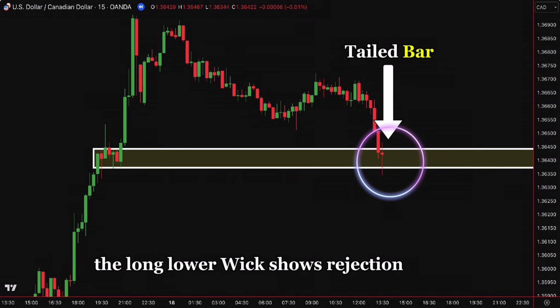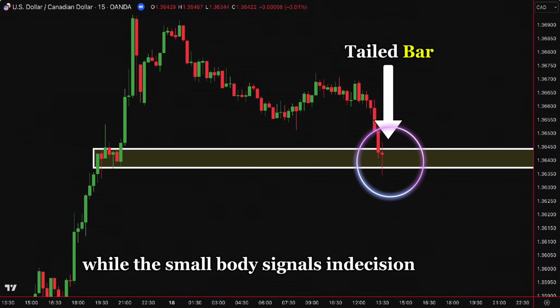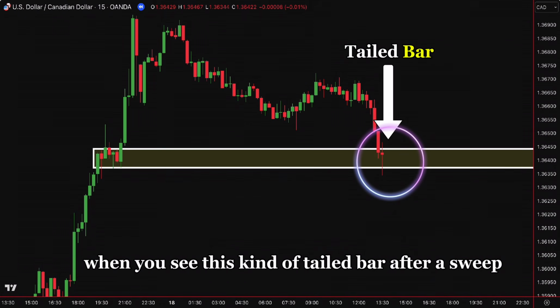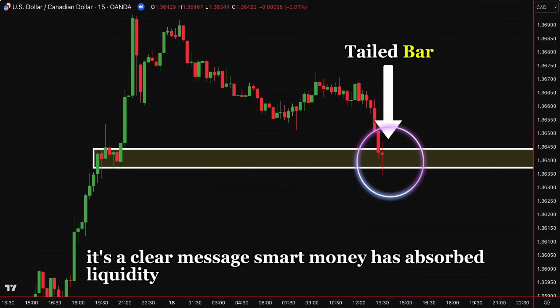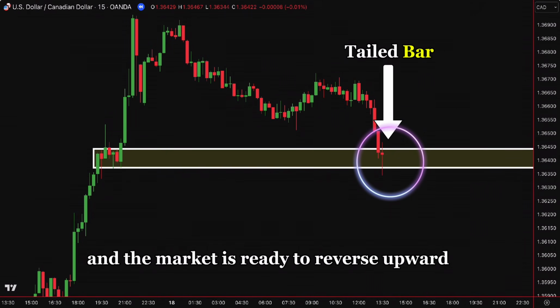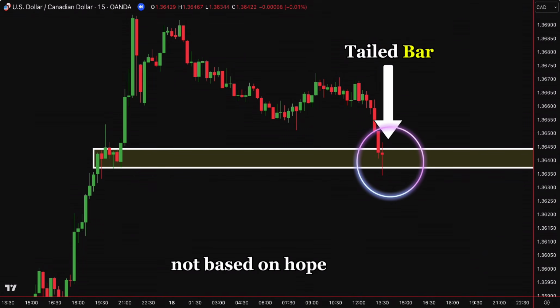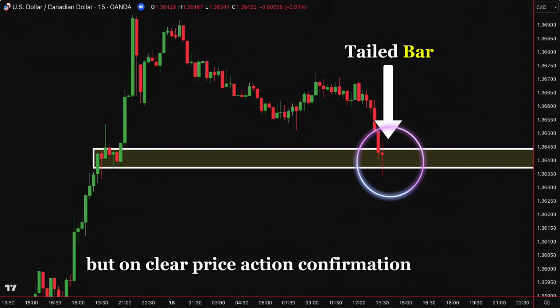In this case, the long lower wick shows rejection, while the small body signals indecision. Perfect context after a liquidity sweep. When you see this kind of tailed bar after a sweep, it's a clear message. Smart money has absorbed liquidity, and the market is ready to reverse upward. That's your cue to prepare a buy entry, not based on hope, but on clear price action confirmation.